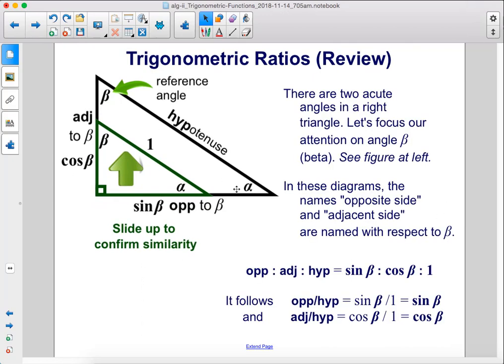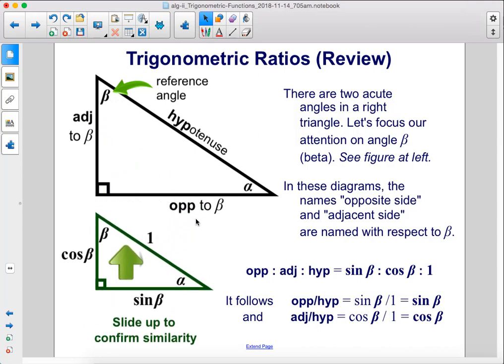There are 2 acute angles in a right triangle. Let's focus our attention on angle beta here. In these diagrams, the names opposite side and adjacent side are named with respect to beta. So here we have the ratio. Opposite to adjacent to hypotenuse is going to be the same ratio as sine beta to cosine beta to 1.